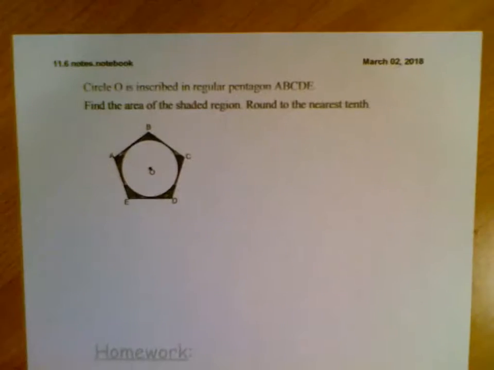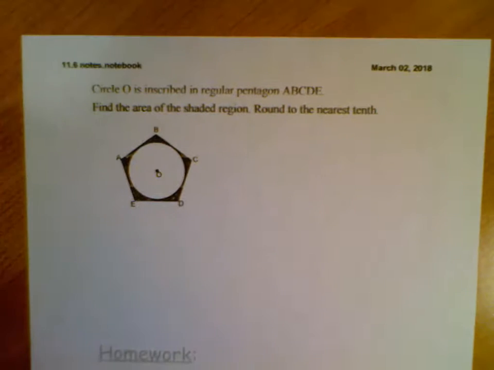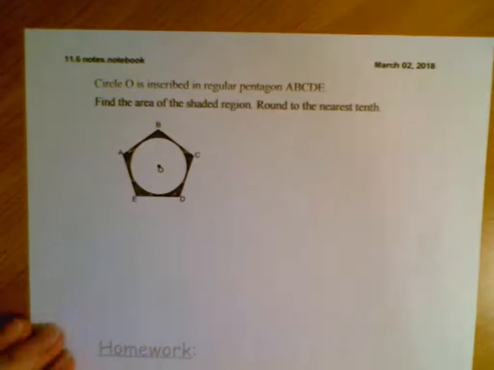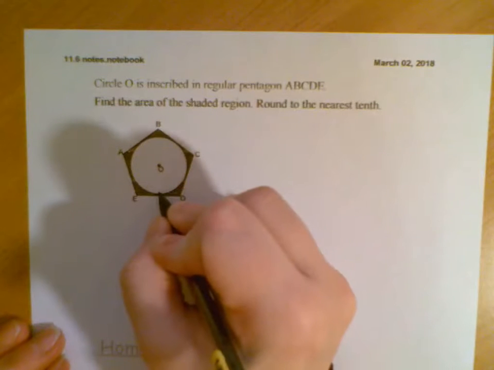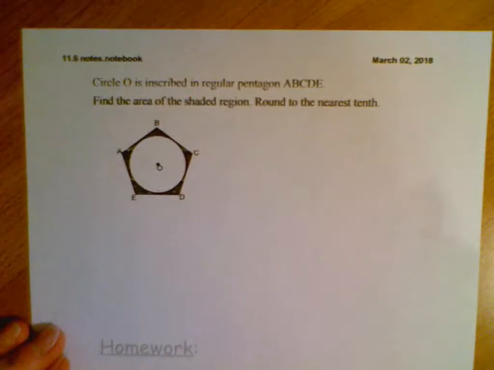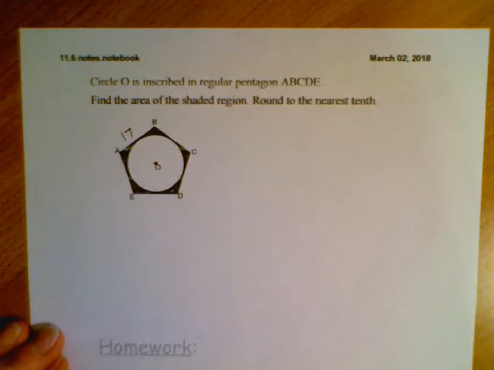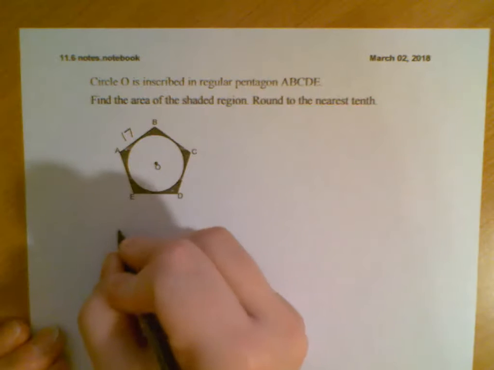Okay, last one. All right, so here's our regular polygon, or this is a pentagon. For this one, I'm going to find the area of the pentagon, and then I'm going to subtract out the area of the circle. So let's refresh our memory. Find the area of the shaded region, round to the nearest tenth. I think something got cut out of here because I should have a 17 here, so that I can get my perimeter.